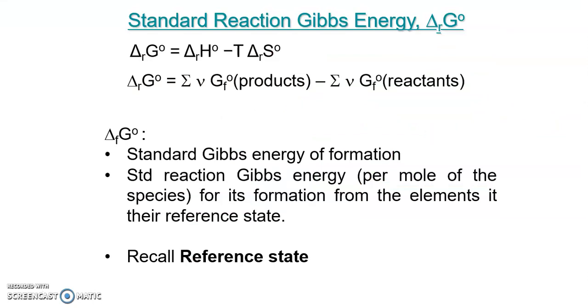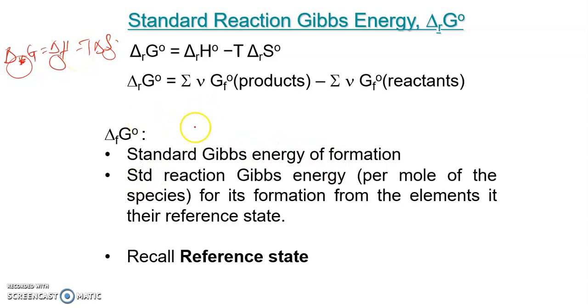Later on, we'll see the standard reaction Gibbs energy, or delta RG naught. For delta RG, we will have two equations. If you remember, we have delta G equal to delta H minus T delta S. So again, in this equation, we just put a factor of R here, so it means that this is the reaction Gibbs energy.